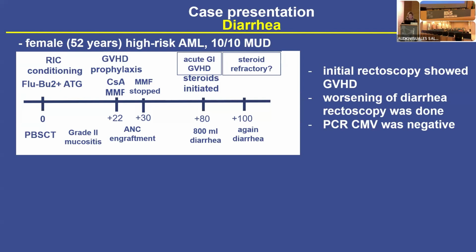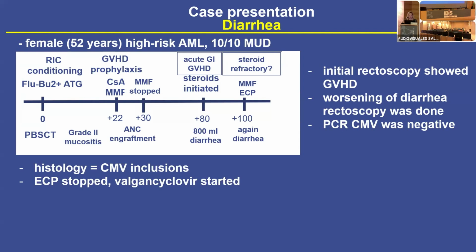diarrhea reoccurred, with a little decrease of immunosuppression. So at that point we redid the rectoscopy, which, to be honest, we don't always do when we have worsening of diarrhea, but we did. And we were considering ECP, but at that point, we got the confirmation that it was actually CMV colitis. So just to remind you, and to highlight, since we talked about CMV reactivation, that in CMV colitis it is not always the case that the PCR for CMV in blood is negative, and the right confirmation is going to be the histology.